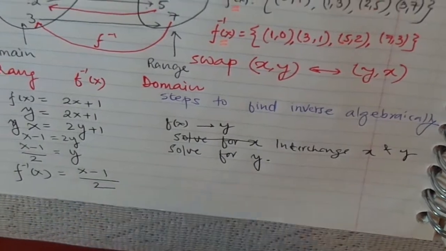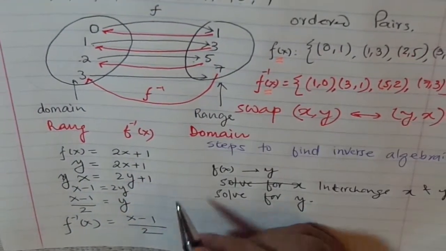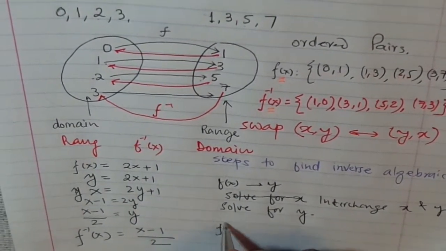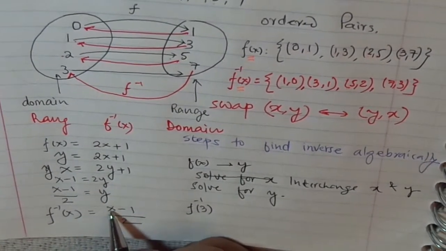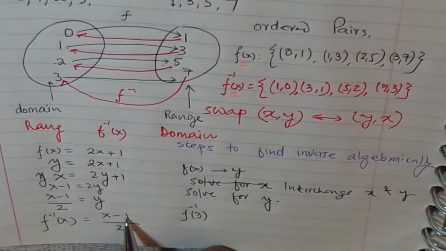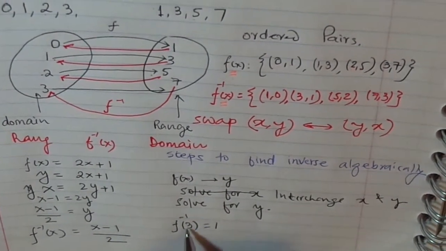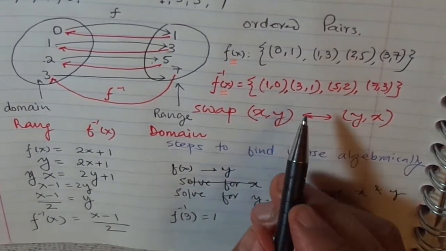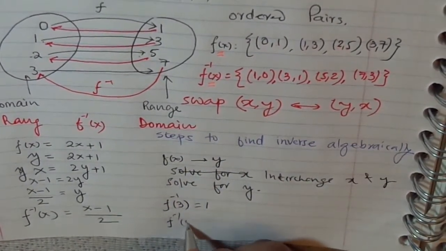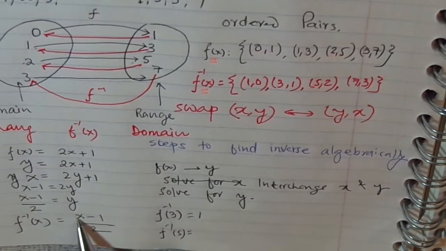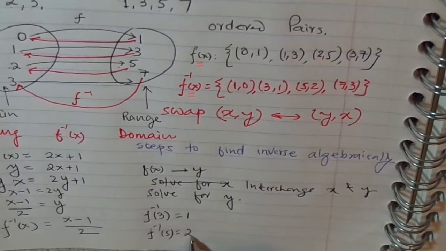I hope you get it. That's so simple. Now let's check. Does it give us the right values? Well, let's see. What is f inverse of 3? If I put 3 here, then 3 minus 1 is 2. 2 divided by 2 is 1. So f inverse of 3 is 1. Correct. How about f inverse of 5? If I put 5 here, 5 minus 1 is 4. 4 divided by 2 is 2.